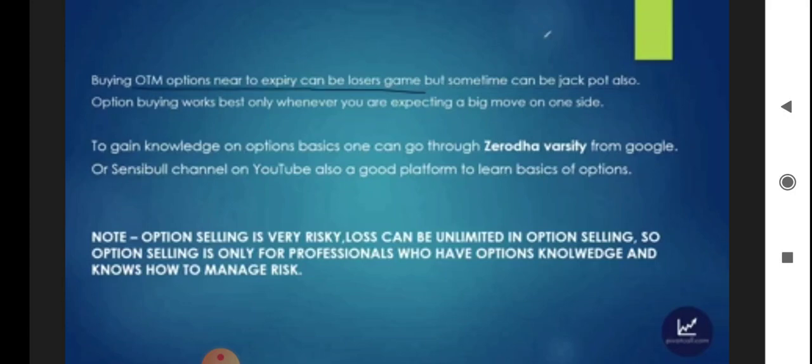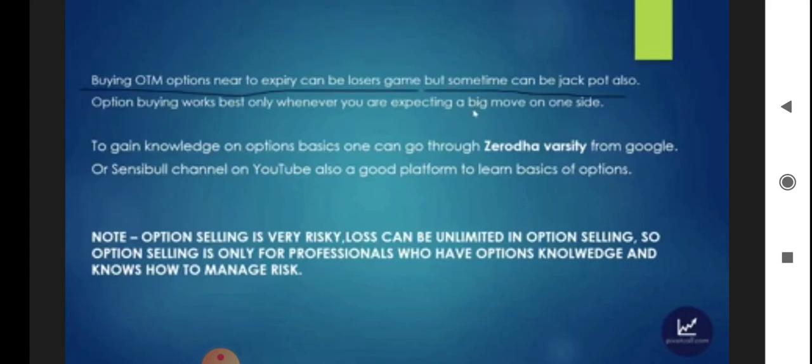Most of the time you will lose money, but sometimes you can hit the jackpot also. Very rarely, but option buying works best only whenever you are expecting a huge move on one side. That is what I said. Option buying is better whenever you are expecting a huge move. Then only it is better to buy options. Otherwise, option selling is better.